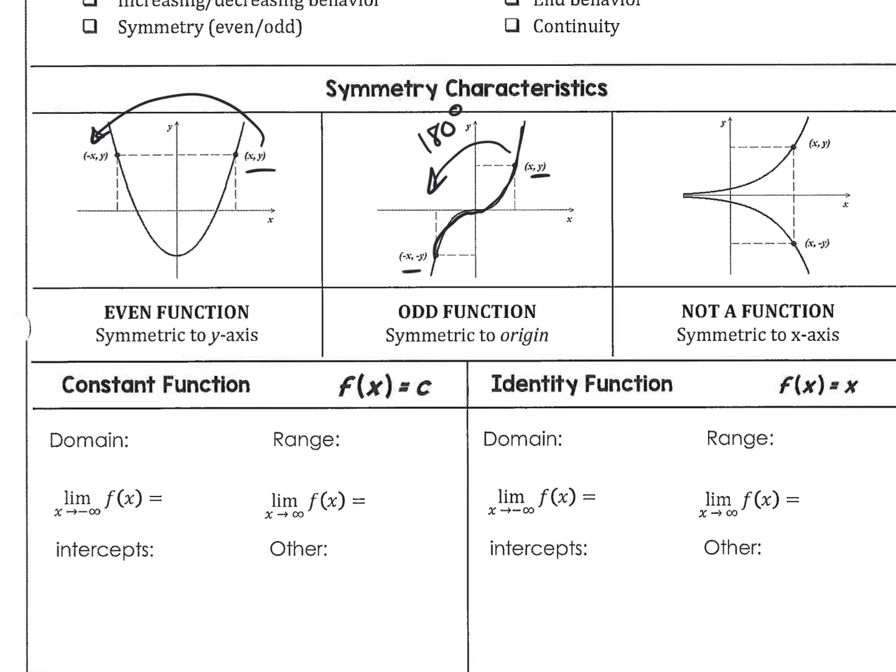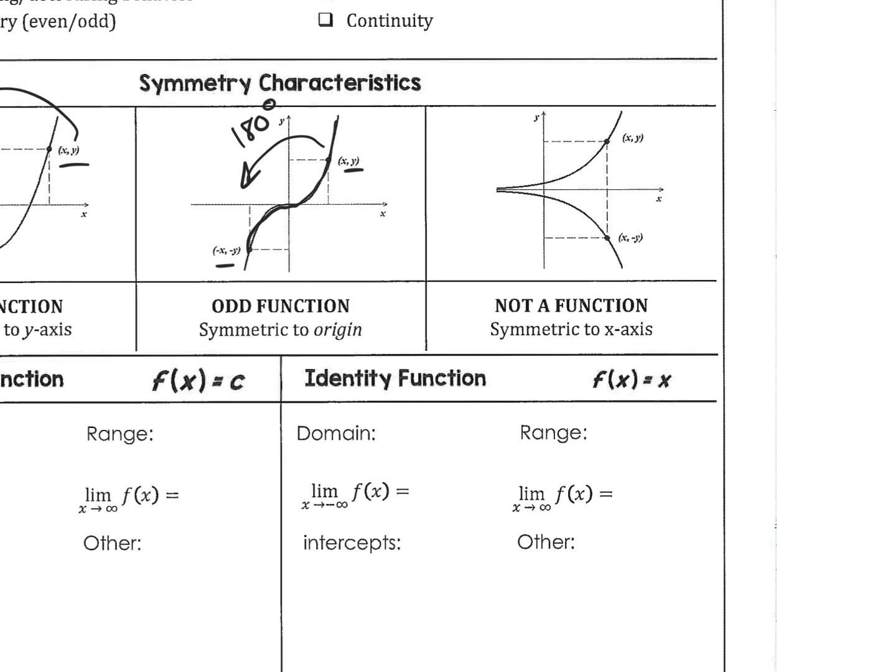And not a function. How do we know this one's not a function? What does it fail? Yeah, it fails the vertical line test. So if we have an x, y and an x, negative y, it fails the vertical line test.